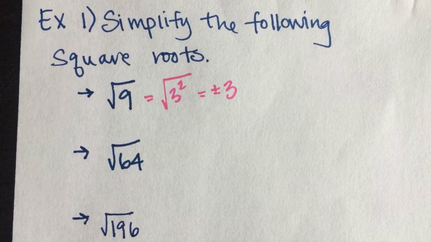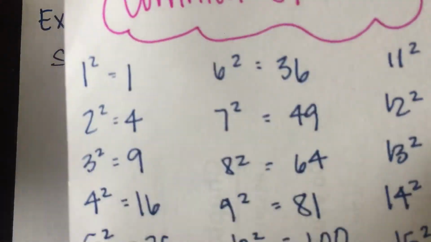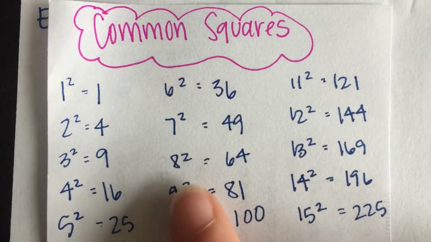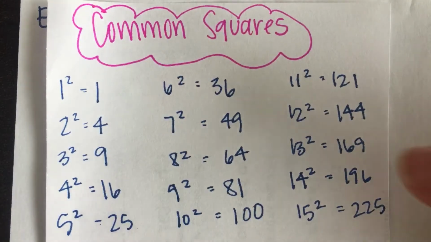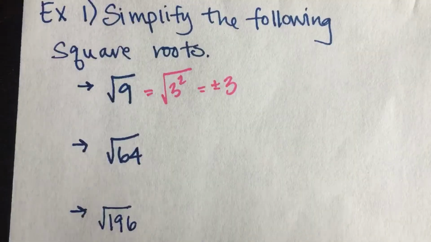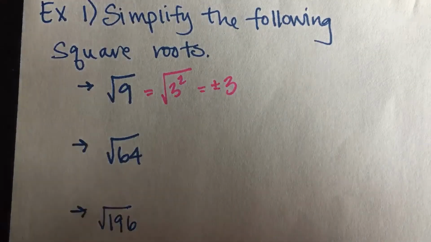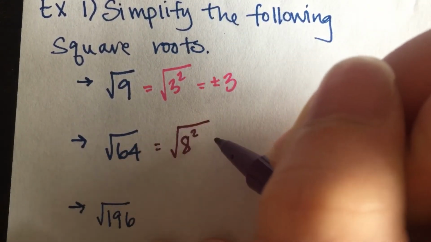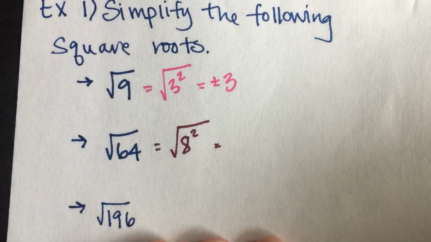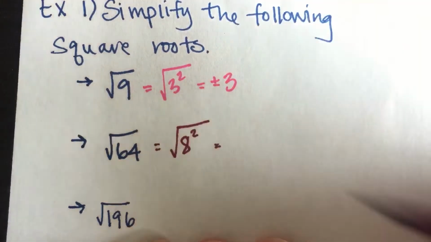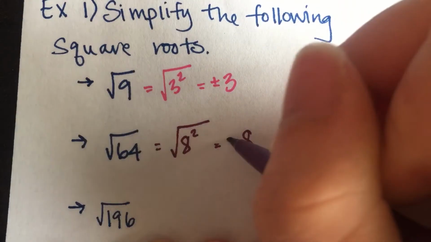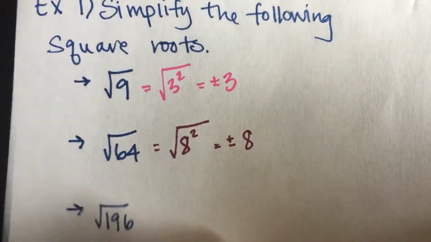And we're going to do the same thing with the square root of 64. We're going to look on our common squares list and see where it shows up. And it shows up right here at 8 squared. So 64 is the same thing as 8 squared, so we're going to sub it in. We still haven't taken the square root. And the square root of 8 squared, the squares and square roots go against each other, is 8, but since it's a square root, we have the plus and minus.